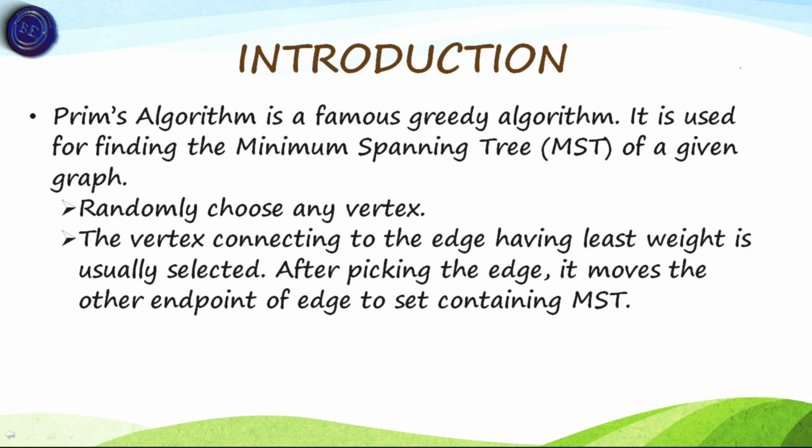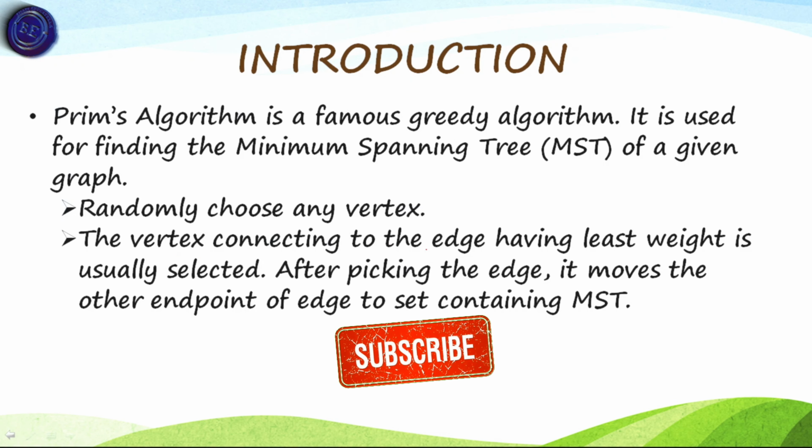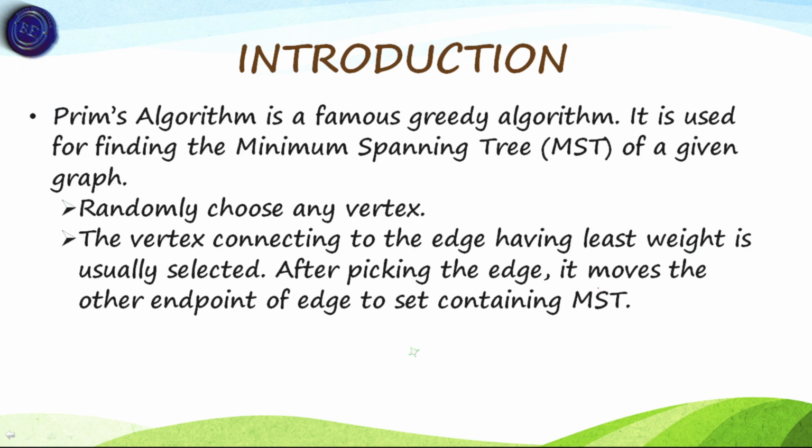How does this Prim's algorithm work? Now let us discuss. It will randomly select a vertex. A graph consists of a number of vertices, so it will select a random vertex. The vertex connecting to the edge having the least weight is usually selected. After picking the edge, it moves the other end of the edge to the set containing the minimum spanning tree.